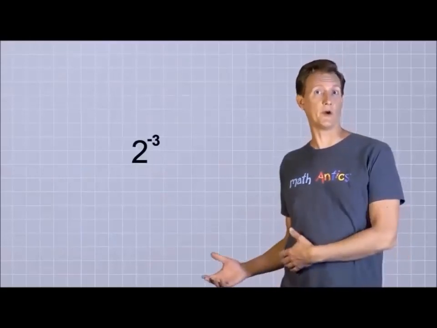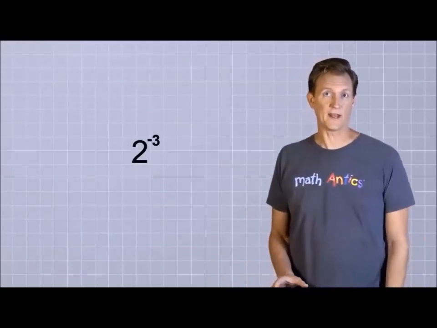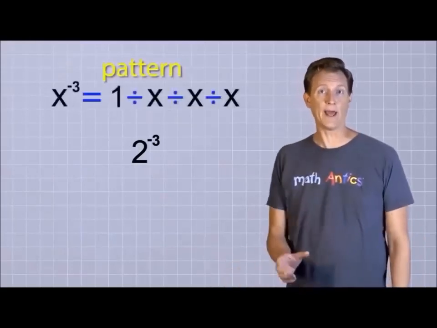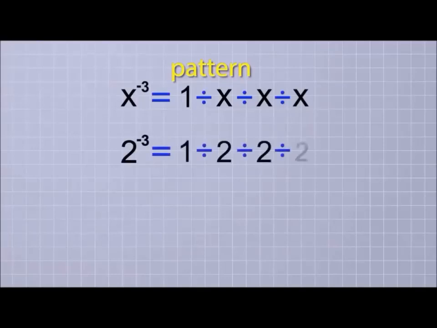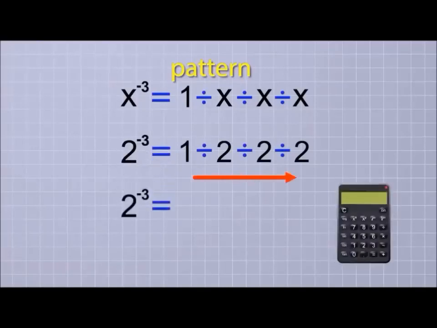2 to the -3rd power. Let's first try that as a repeated division problem like our pattern shows us. We always start with a 1, so we would have 1 divided by 2 divided by 2 divided by 2. If we do those operations from left to right using a calculator, we get 0.125 as the answer.